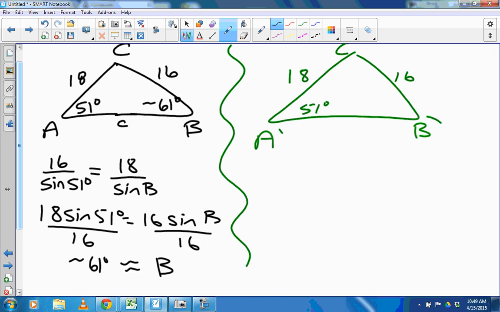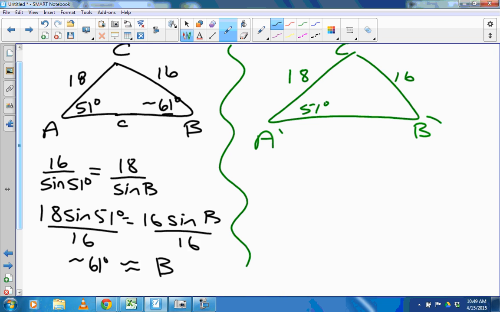So remember what you don't do. You don't tweet about it. You don't take a selfie. You don't do anything else. I don't care how bad your stomach is hurting and you have to go to the bathroom. You find the other angle immediately. And the way you find the other angle, the way you find B prime, is you just take this one and subtract it from 180.